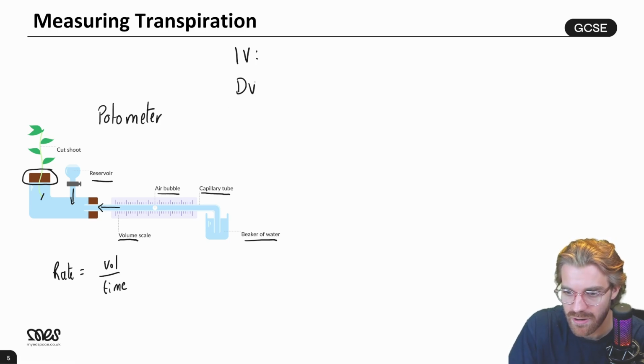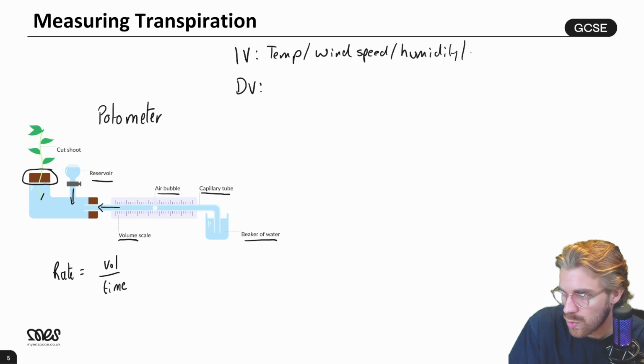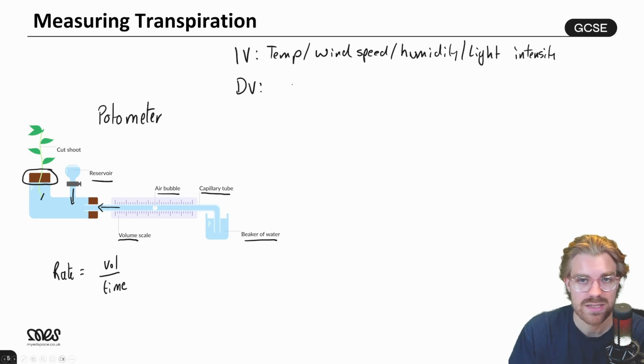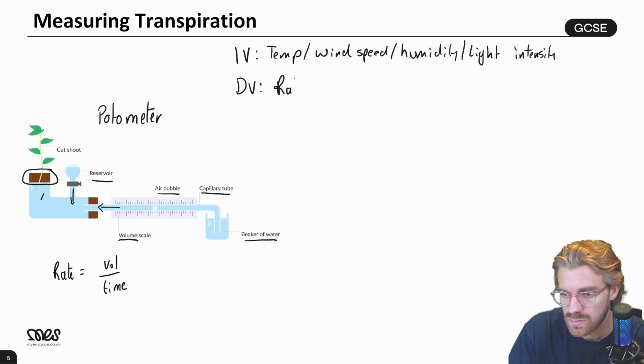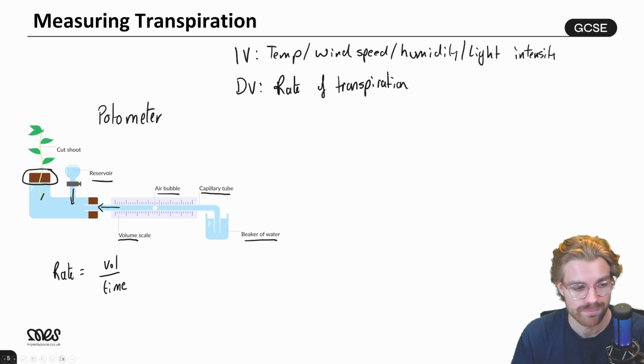Our dependent variable, so our independent could be temperature, could be wind speed, could be humidity, or it could be light intensity. Our dependent variable is going to be our rate of transpiration. And that is going to be our distance moved by the air bubble divided by time.